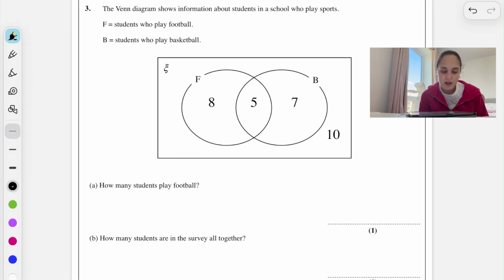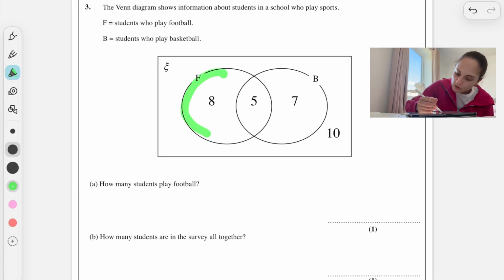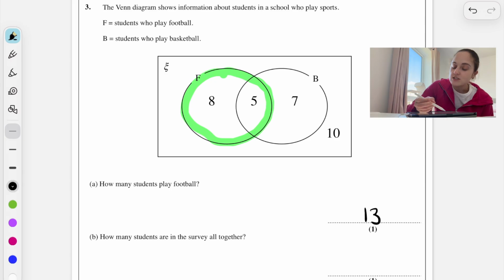This next question, we have the Venn diagram shows information about students in a school who play sports. F are the students who play football, and B are the students who play basketball. So it says, firstly, how many students play football? If we count up the number of elements in the football circle, we have 8 and 5, so 8 plus 5 is 13. So that tells us that 13 students play football.